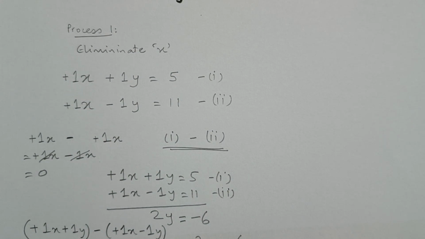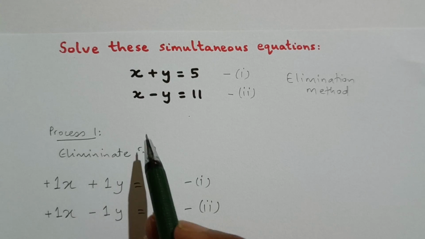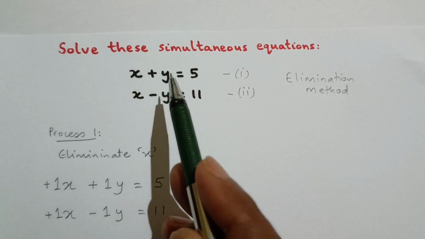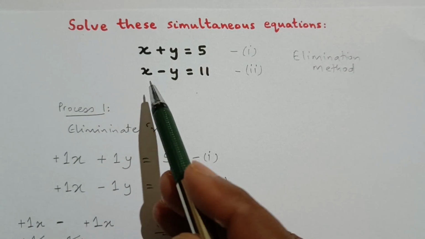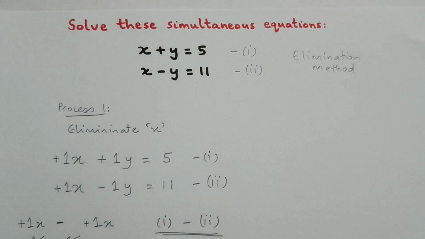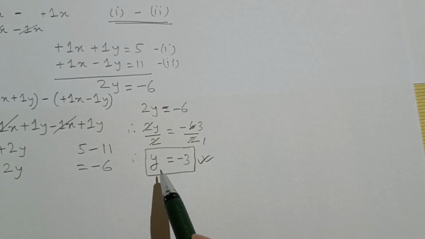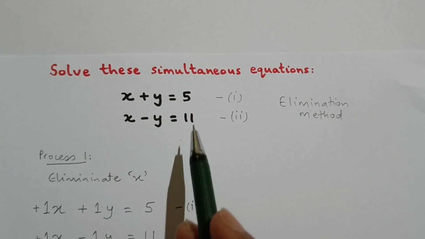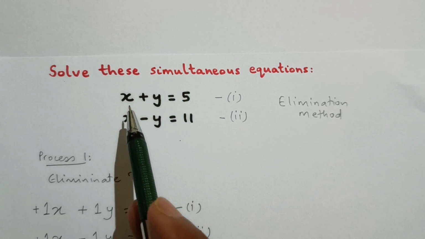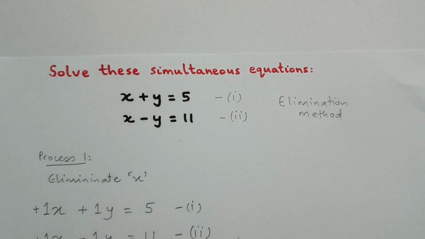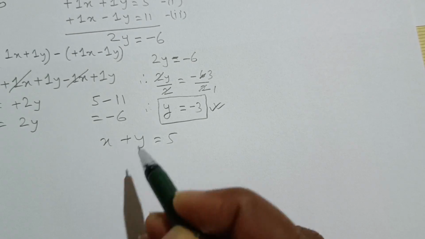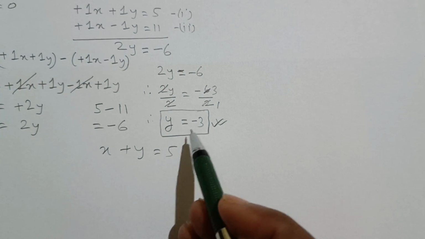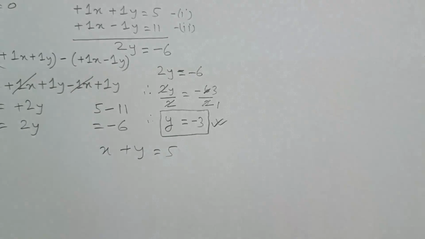And now let us find out the value of the variable x. Already we have found the value of the variable y, which is minus 3. For that we will substitute the value of y in any one of the equations. So let us substitute it in equation number 1. Equation number 1 is x plus y equals 5. And now in this equation I am going to substitute the value of y, which is minus 3.